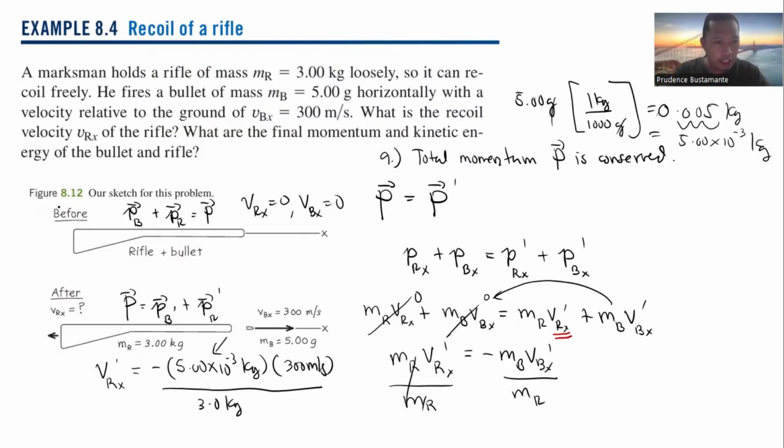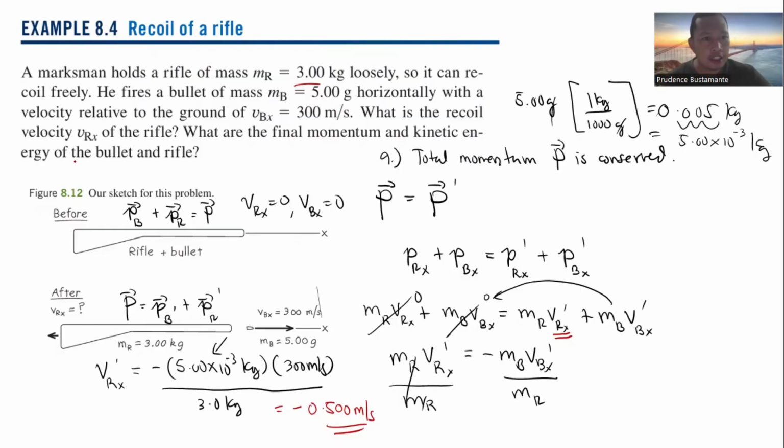Okay, so we have negative times 300 divided by 3. So we have negative. Our final answer is negative 0.5. So in three significant figures, 100 meters per second. So that is our final answer. So this is how you use the conservation of momentum.